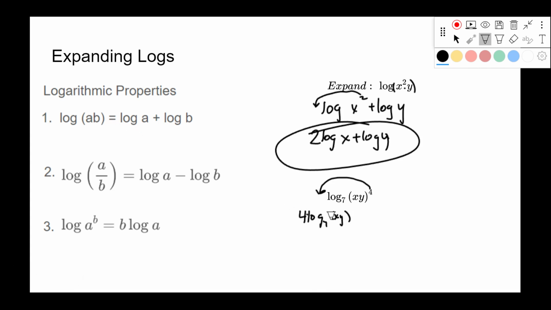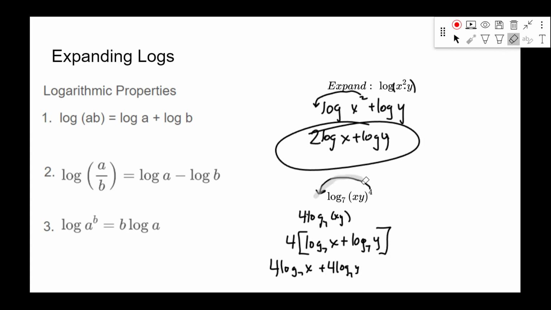But the 4 belongs to both the x and the y. So I'm going to have to put some brackets or some parentheses around this because I want to make sure that somebody recognizes that the 4 belongs to both the x and the y as its power. And then I could distribute the 4. I'd have 4 log of x base 7 plus 4 log of y base 7. That's one way to do this problem.